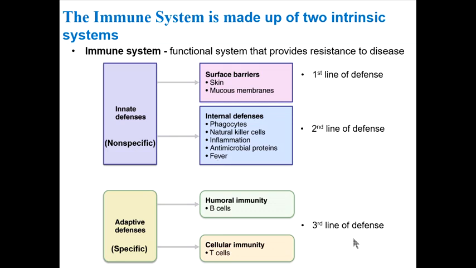We also have a third line of defense, which is developed over time because it's adaptive. We call that specific immunity, and that is accomplished through our B lymphocytes, through humoral immunity, which is a large part of this chapter, and through our T lymphocytes, which is cellular immunity, which will end the chapter.